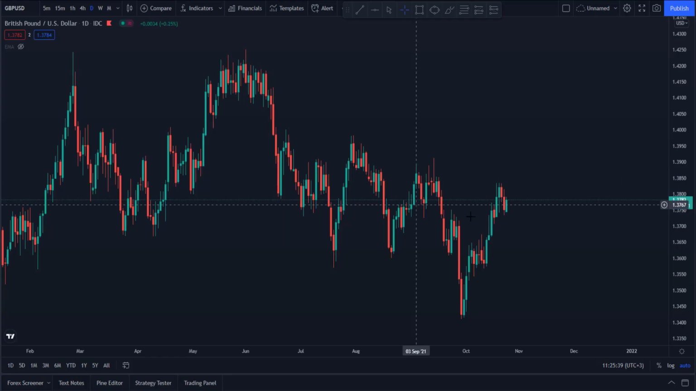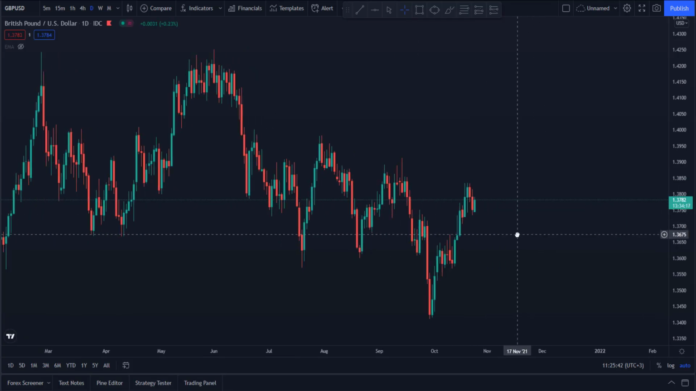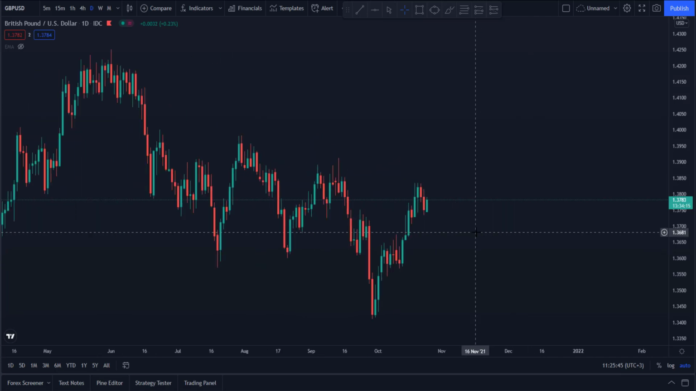Okay, here's the pound dollar on the daily time frame. So just like with the euro dollar, we've got a downtrend on the higher time frame, so that means as we drop down we're going to be looking for short entry opportunities. Now, although we are expecting price to come down lower, there could be one more push to the upside before that drop happens.